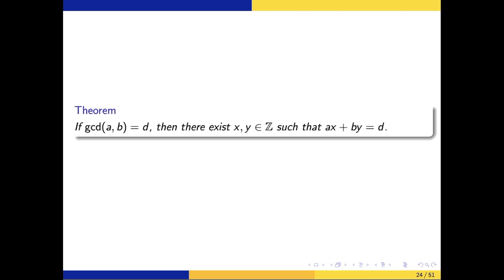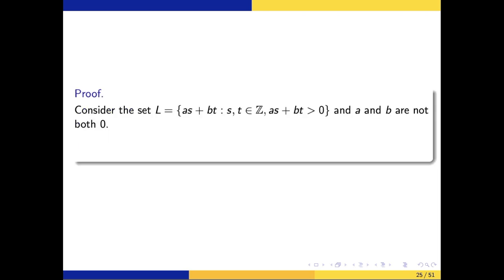The next theorem states that if d equals the GCD of a and b, then there exist integers x and y such that ax plus by equals d. Consider the set L whose elements are as plus bt, where s and t are integers, and as plus bt is greater than 0, with the condition that a and b are not both 0. So L, in other words, is the set of positive integral linear combinations of a and b.